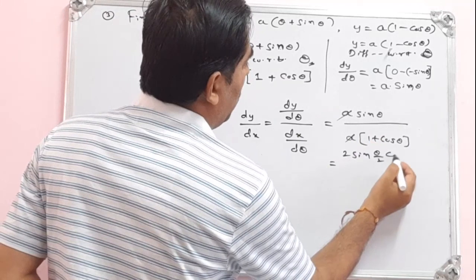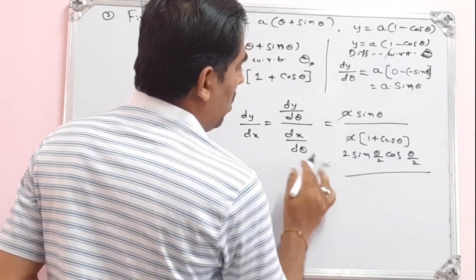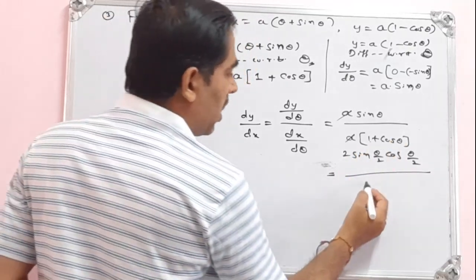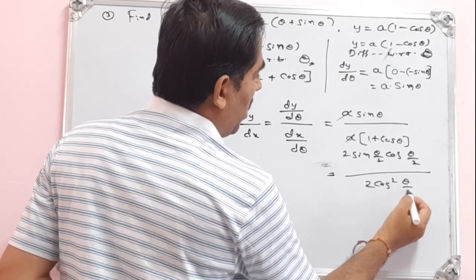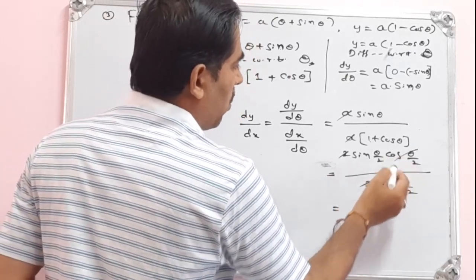2 sin theta by 2 cos theta by 2 whole divided by 1 plus cos theta. You can write 1 plus cos theta as 2 cos square theta by 2. So that is the half angle formula. Here you can cancel 2 and one cos theta by 2 gets cancelled.